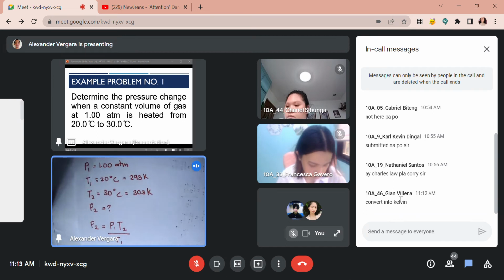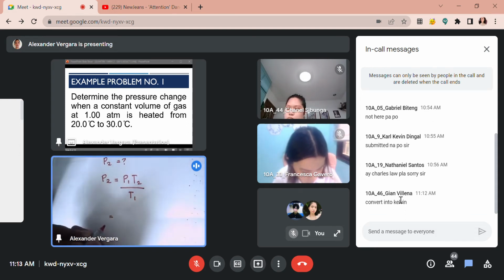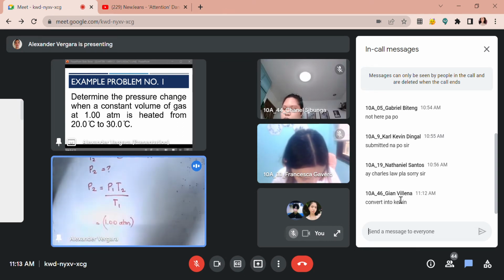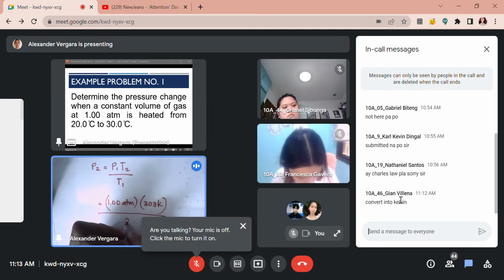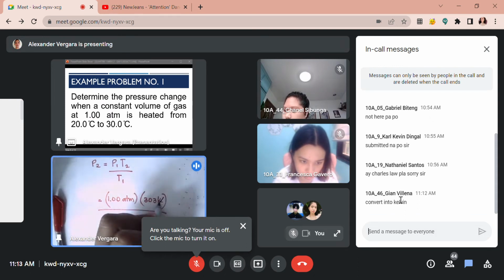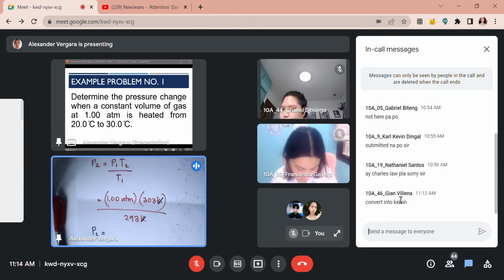Can we substitute now? Is it all correct? Our T1 and T2, is that your answer also? Okay, we can now substitute the given. So P1 is 1.00 atmosphere multiplied with our T2, which is 303 Kelvin, all over, what is our T1? 293 Kelvin. Before we proceed with the computation, we need to cancel the Kelvin. Then that's the time that we will do the operation. And then compute 1.00 times 303 divided by 293.